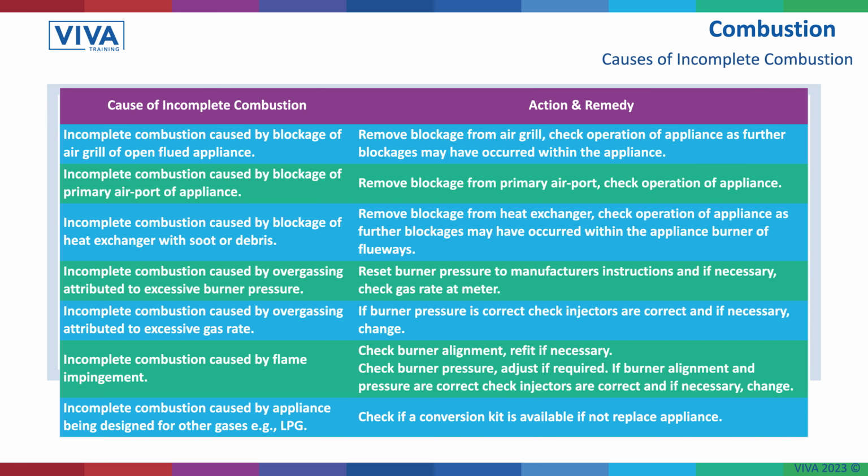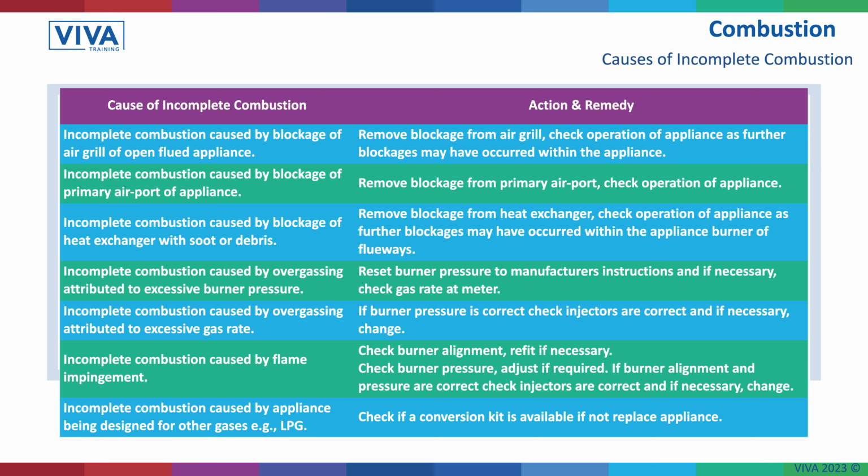So here's some of the causes of incomplete combustion and the actions and remedies. So things like incomplete combustion by blockage of air grills and vents on open flued appliances. The solution to that one is, if somebody's blocked an air vent, explain to them the air vent shouldn't be blocked and it needs to have the blockage removed, because if that's blocked, we're not getting the right amount of oxygen in there. Now it could be blocked because it's drawn fluff and dust in, it just wants a good clean out with a brush and a hoover, so we can clean that out.